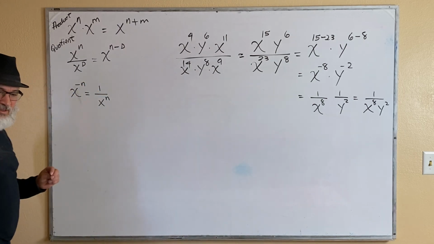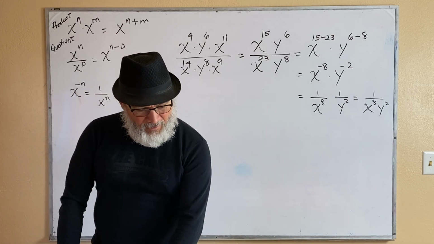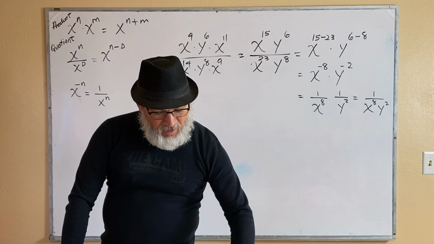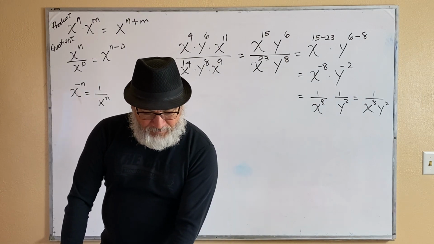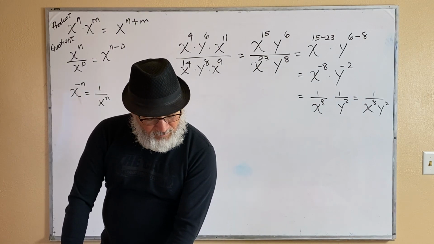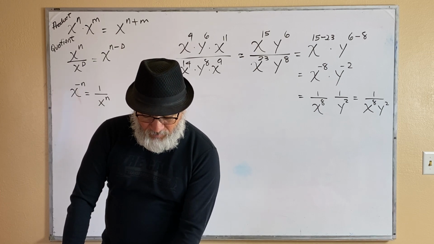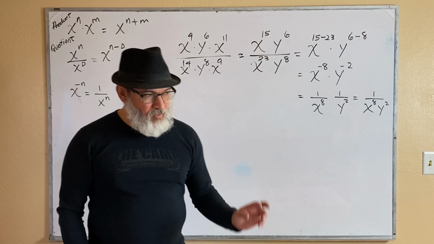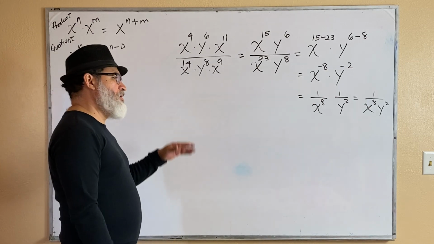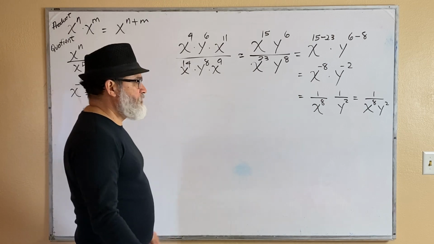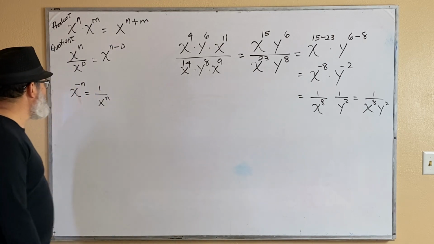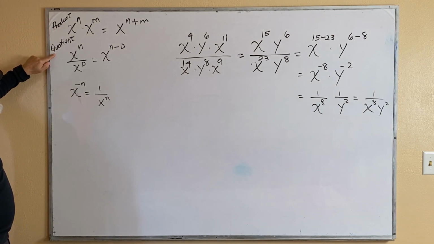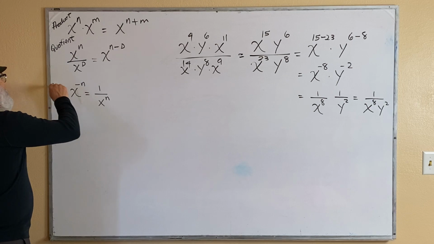All right, very good. So I hope this is making sense. Now, let's apply the following. We also have the power rule. So this is the product rule. This is the quotient rule. And we can call this the reciprocal.